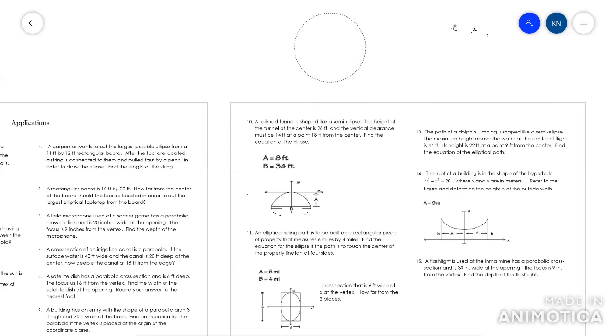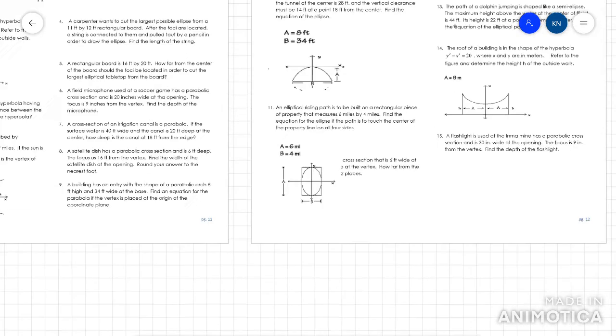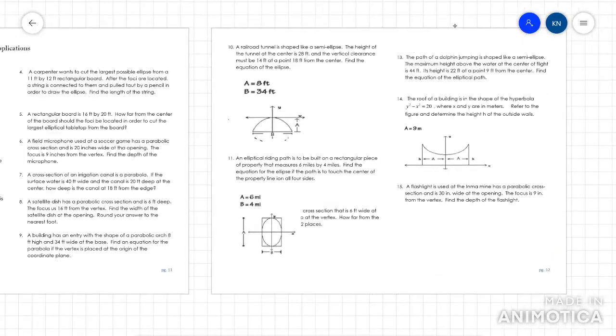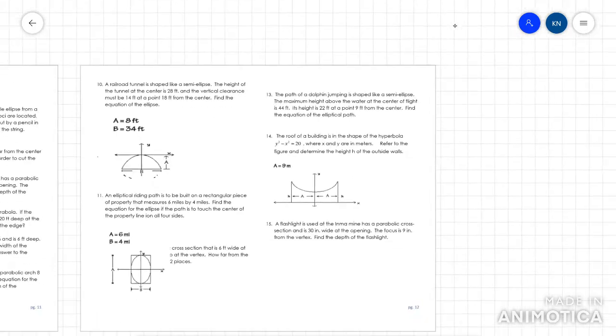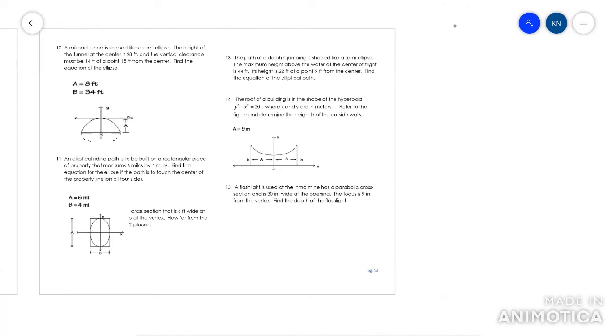Okay. Now number 12 is cut off with the pictures and stuff, so I'm just going to ignore it and jump right to number 13. There's a dolphin jumping out of the water, and it takes the shape of a semi-ellipse, so like half of an ellipse, like this. If the full ellipse, it would look like this.